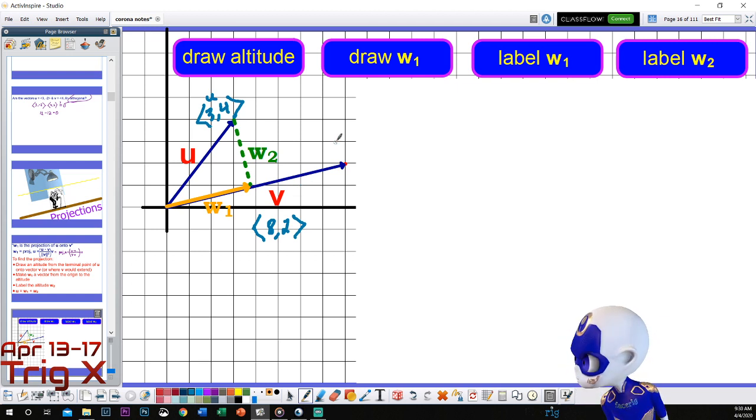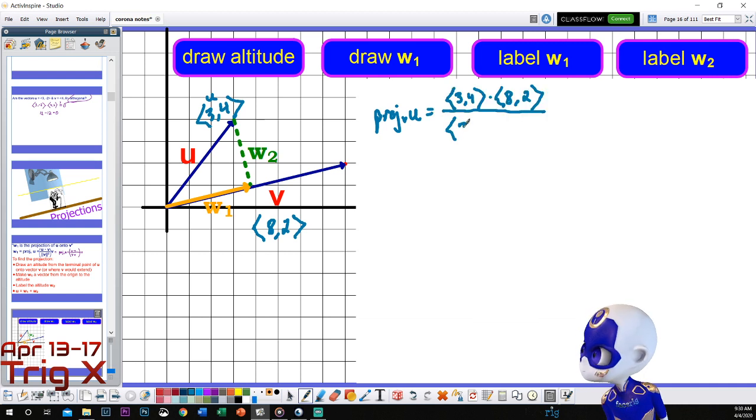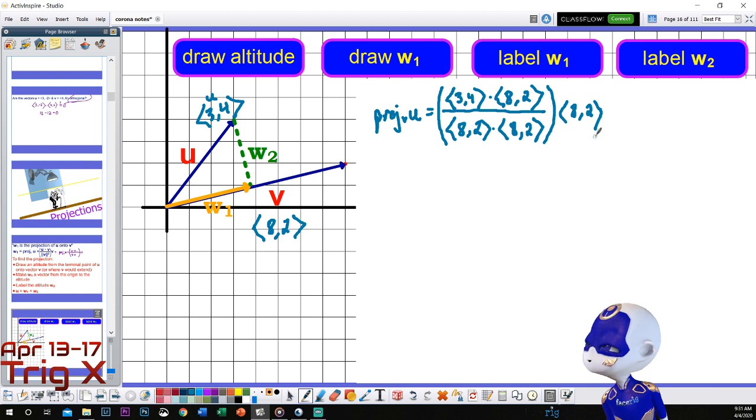Next, we need to do our dot product on the top. So we're going to do the projection of u onto v is, and on the bottom we're just writing v twice. So basically this whole formula is all v's except for that first thing, which is u. And then this is also v. So you're writing 8, 2 four different times, and then the u, the 3, 4, is up at the top.